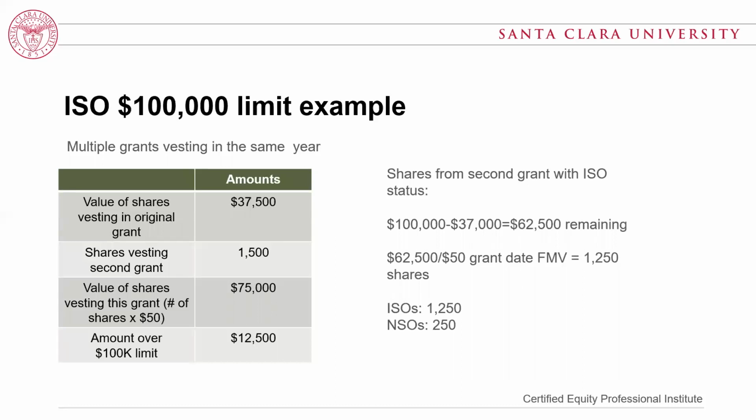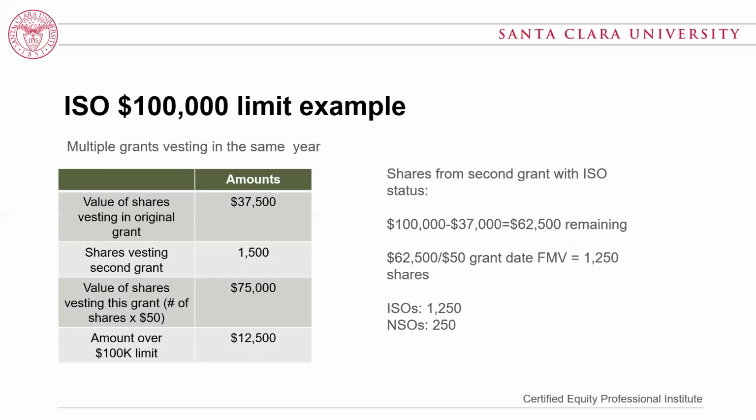This shows the amount vesting in a single year. In addition to the grant from the previous slide, the 2,500 shares vesting, the person was later granted 1,500 options meant to be ISOs. You'll recall from the previous slide, the original grant reduced the limit only by $37,500, so there's still $62,500 left that year in the $100,000 limit.